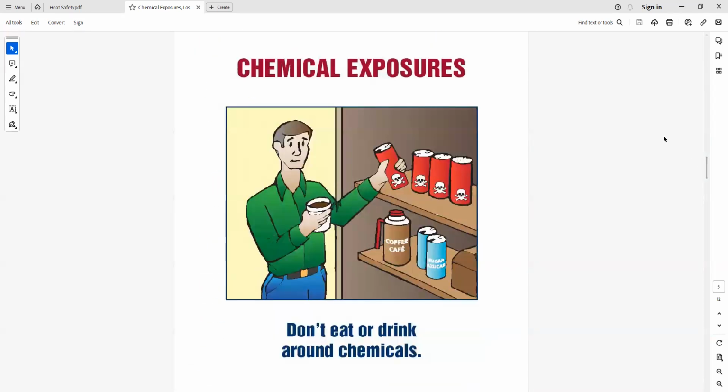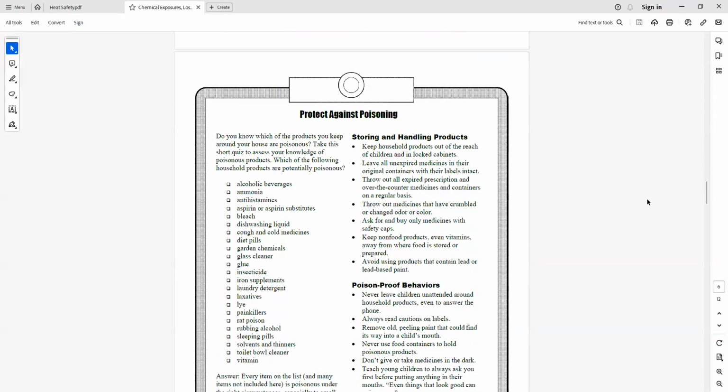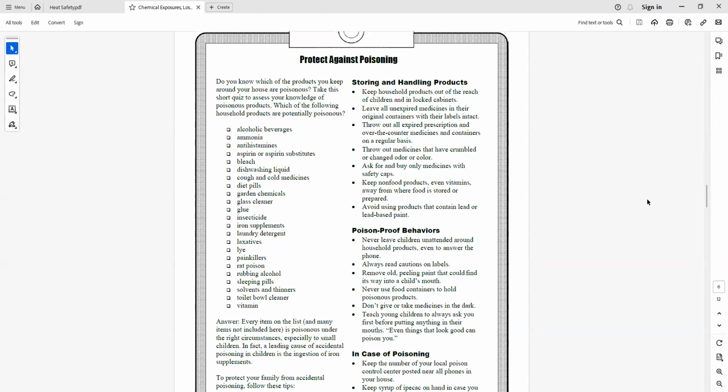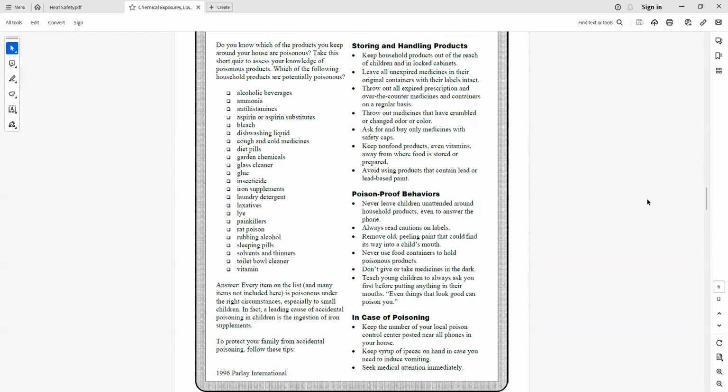Chemical exposures. Don't eat or drink around chemicals. Protect against poisoning. Do you know which of the products you keep around your house are poisonous? Take this short quiz to assess your knowledge of poisonous products. Which of the following household products are potentially poisonous?